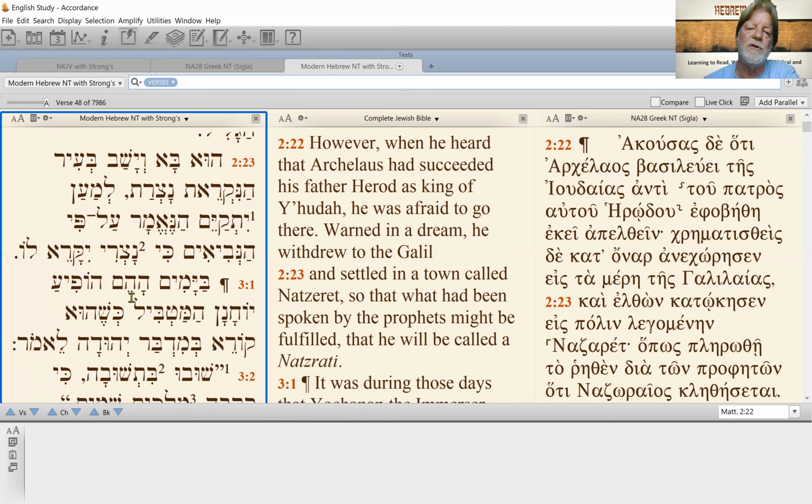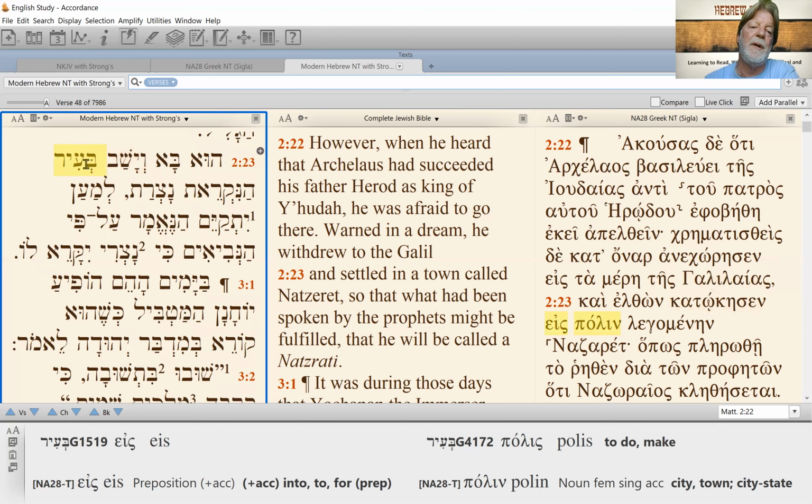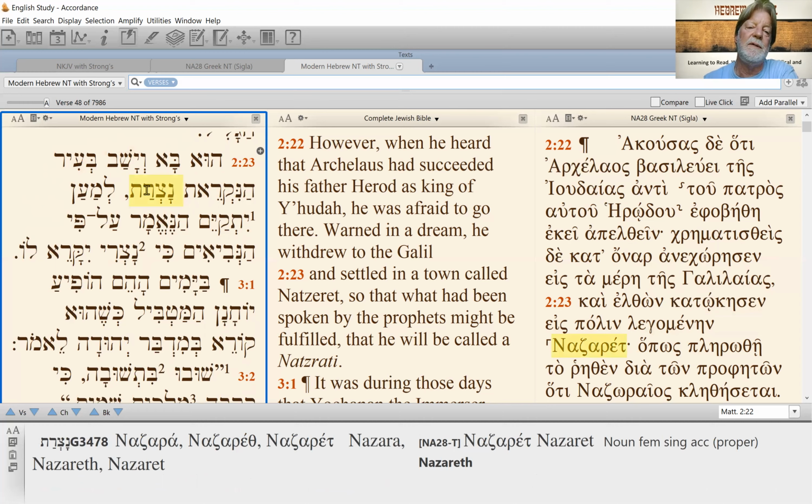Verse 23, vayavo, he came, vayashav, and lived, bayir, in a city. Ba prefix means in a city, ha-nicharet, which was called Nazaret, or Notzrat. That's the name of the city of Nazareth.